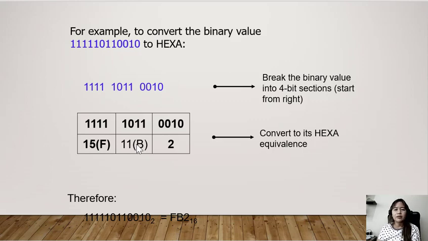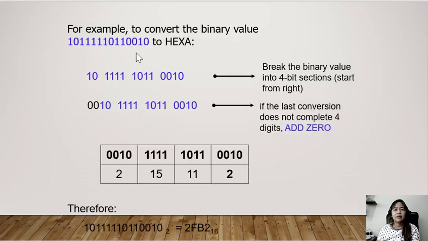Remember that your numbers in hexadecimal, when you reach 10, is equivalent to A, 11 is equivalent to B. Right? So for the last partition, you have 1 1 1 1, and that's a representation of your 8 4 2 1. So 8 plus 4 plus 2 plus 1 is 15, and that is equivalent to letter F in hexadecimal. So therefore, your binary 1 1 1 1 1 0 1 1 0 0 1 0 to hexadecimal is equivalent to FB2.